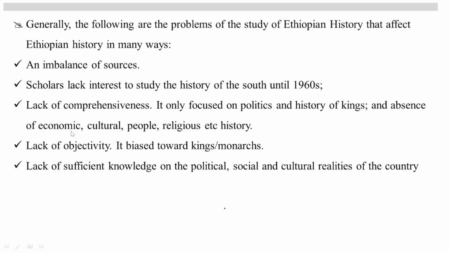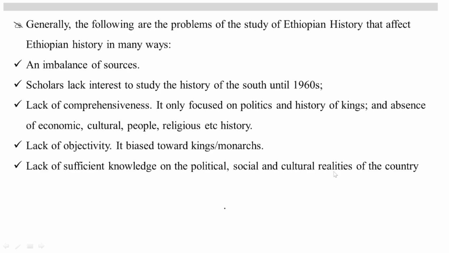The fourth problem of Ethiopian history is lack of objectivity. Lack of objectivity: biased towards kings and monarchies. Lack of objectivity in writing history without any bias, as mentioned above. Kanaaf lack of objectivity is another problem of Ethiopian history. Then, lack of sufficient knowledge on the political, social, and cultural realities of the country among scholars, foreign writers. Lack of sufficient knowledge, beekumsa gahaan qaban, waa'ee haalli siyaasa Itoophiyaa, waa'ee dinagdee, hawaasummaa, cultural reality of the country.